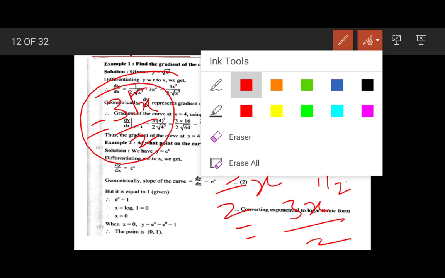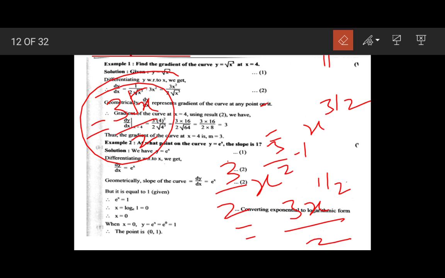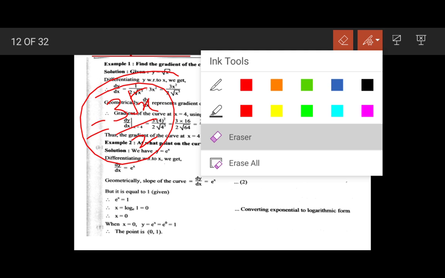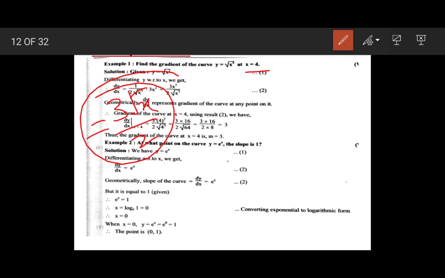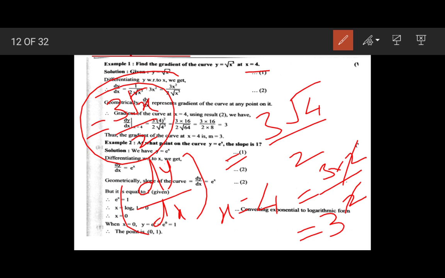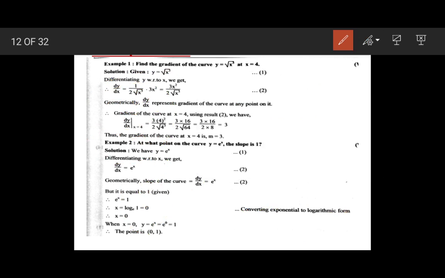Okay, now what I have to do? In the next step I have to substitute the x value. Now see here, x is given as 4. Let me clear the screen, then I will show you. See, x is given as 4. So I have to find dy upon dx when x is equal to 4. So that is equal to 3 root 4 upon 2. So that is equal to 3 into 2 upon 2. So 2 cancel. So I am getting 3. Okay. So dy upon dx when x equal to 4 is 3.